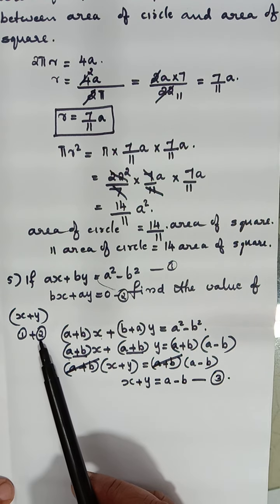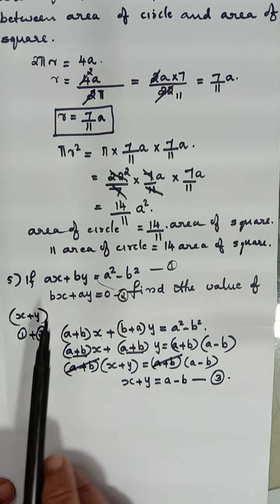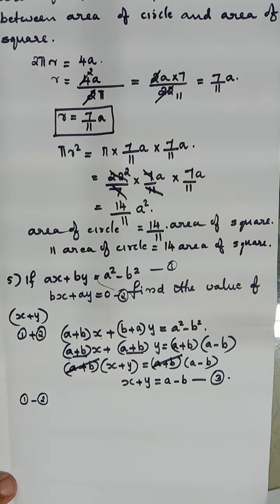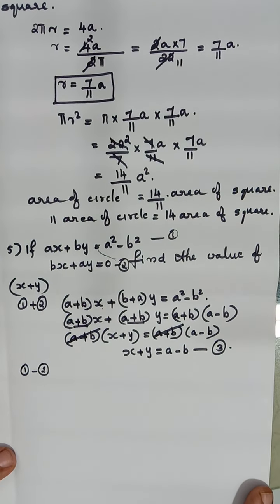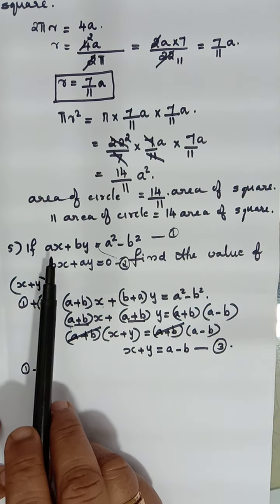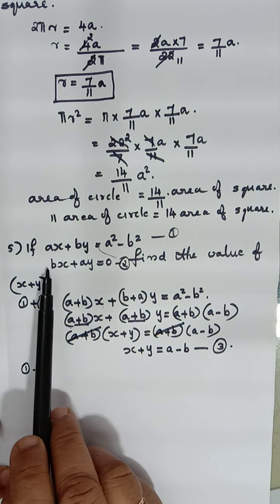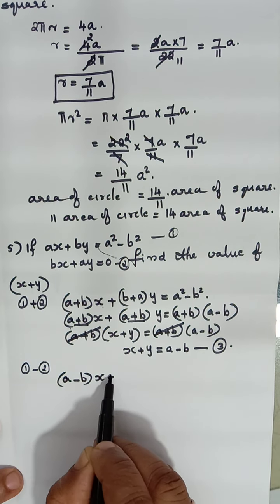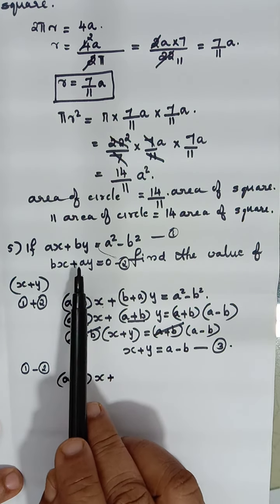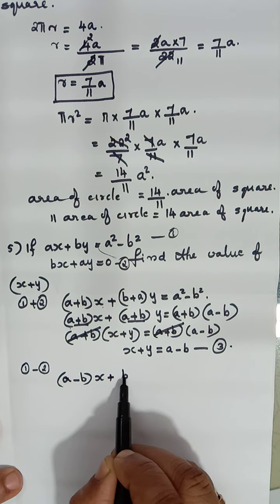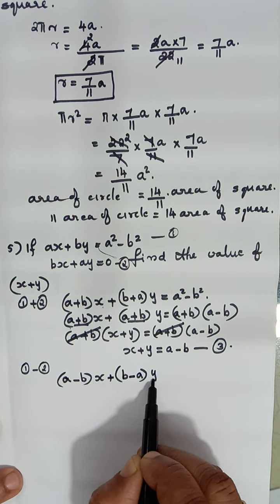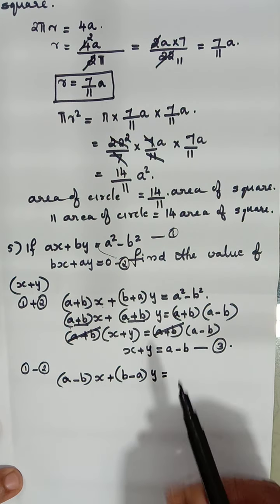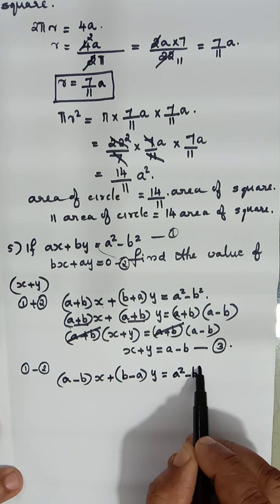After addition of 1 and 2, the next step is subtraction: equation number 1 minus 2. How do we do that? Both are like ax and bx. Ax minus bx is (a minus b) into x. Plus, second, by minus ay, that is (b minus a) into y, equal to a square minus b square minus 0, that is a square minus b square itself.